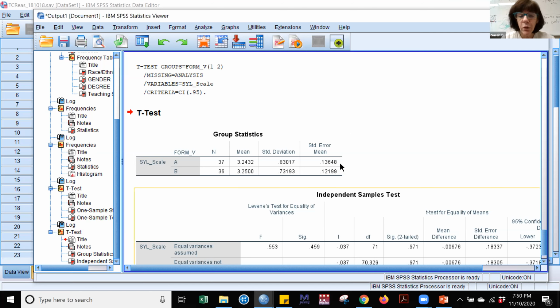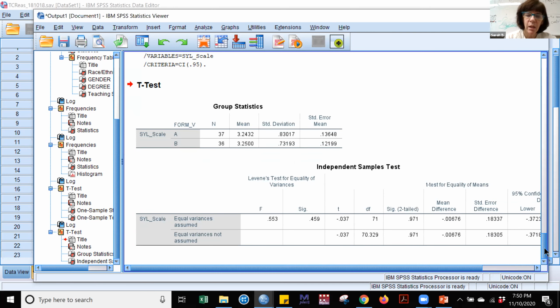So let's go down. Oh, you also note that each of those has a mean, a standard deviation, and a standard error reported here. To calculate the standard error of the difference, which is provided right here, you need the standard deviation per group and the N per group. These are different N's, so I wouldn't recommend trying to calculate it yourself.